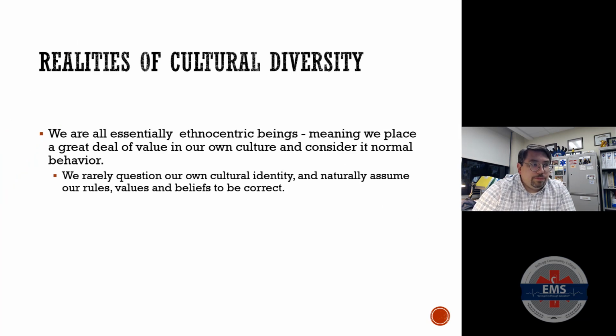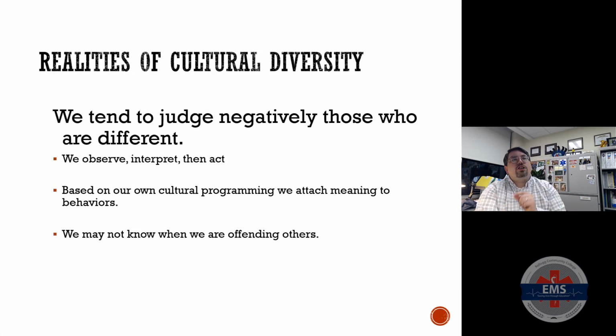We're all essentially ethnocentric beings, meaning that we have a great deal of value in our own culture and consider it normal, right? What we do, we consider normal. And we rarely question our own cultural identity, but we naturally assume our own rules, our own values, our own belief structures, because we think they're all correct. But we don't always do that for others. Generally speaking, we tend to judge others more negatively because they're just different.